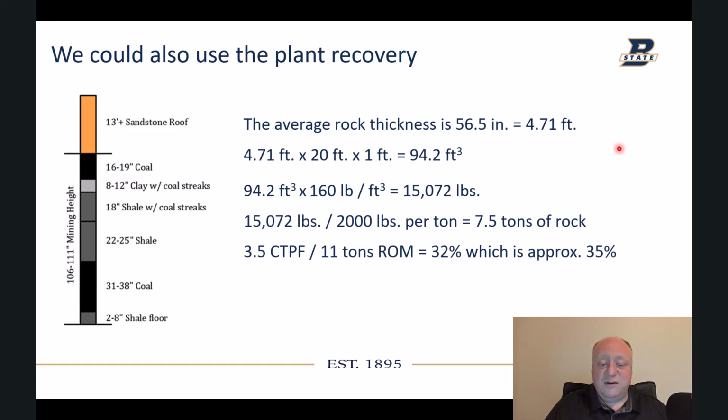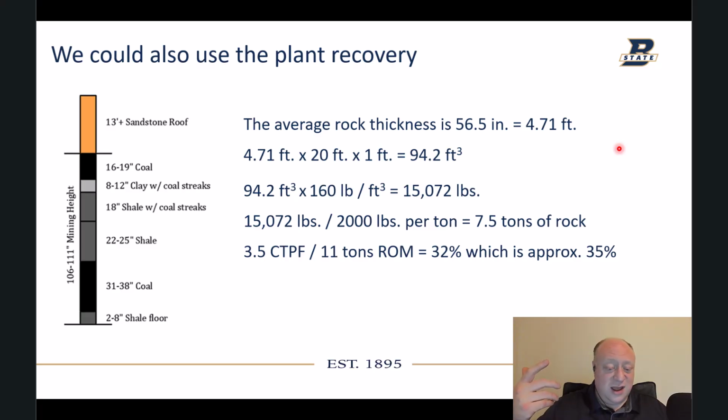But you can also use plant recovery and think about it in this way. We know that the average rock thickness here is 4.71 feet, right? And so if we look at how many tons of that we're mining per foot of advance, we get 94.2 cubic feet. But because rock's a lot heavier, let's just throw in this average, 160, you're looking at about 15,000 pounds of rock or so, right? Which is 7.5 tons. And so when we add that in, that gives us our run of mine tons, right? So, 11 tons are coming out of the mine, right?